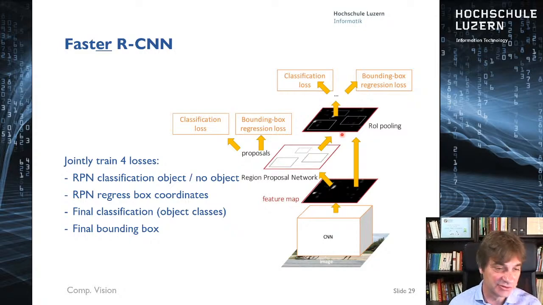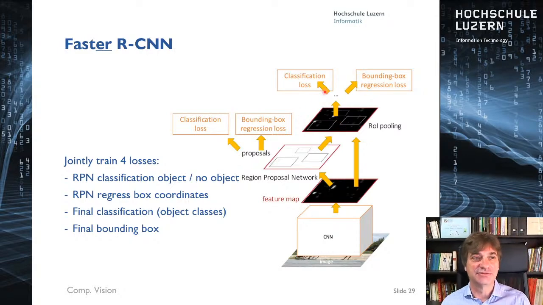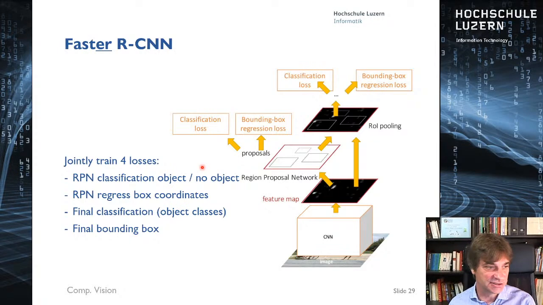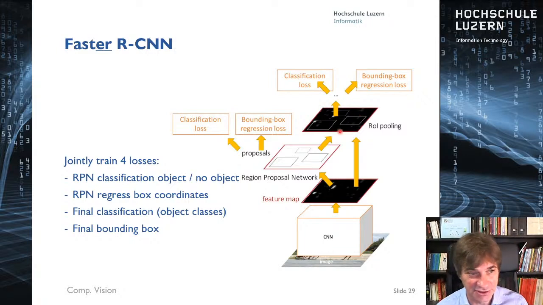But you still use your proposal and then some more features here to get a more fine-tuned classification and then actually the bounding box that you want to have at the end. So, you train this all together with 4 loss functions. One is this proposal network that has some coarse proposal bounding boxes, and just has a classification. Is there an object or is there no object? And then the second part here, where you have the final classification with all the object classes and the final refined bounding boxes of your objects.